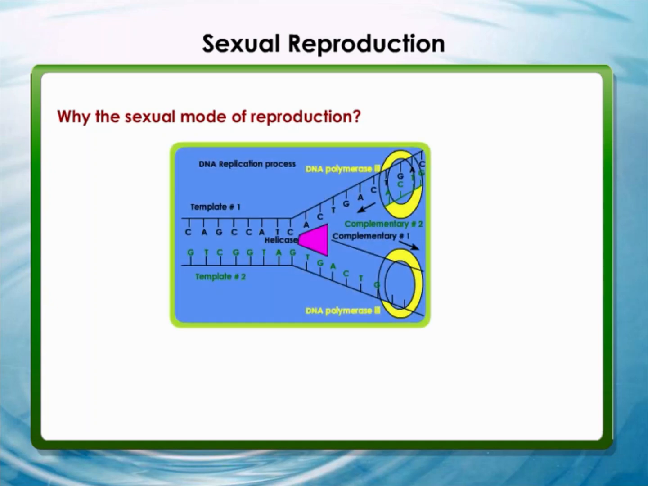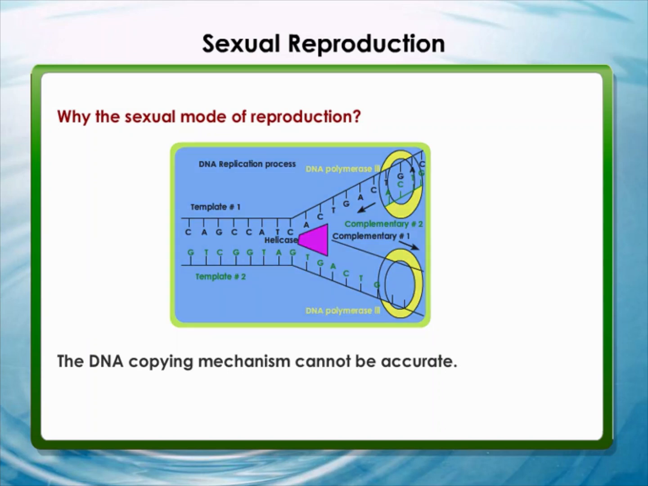Sexual reproduction. Why the sexual mode of reproduction? The creation of two new cells from one involves copying of the DNA as well as that of the cellular apparatus. The DNA copying mechanism cannot be absolutely accurate, and the resultant errors are a source of variation in a population of organisms. Every individual organism cannot be protected by variations, but in a population, variations are useful for ensuring the survival of the species.